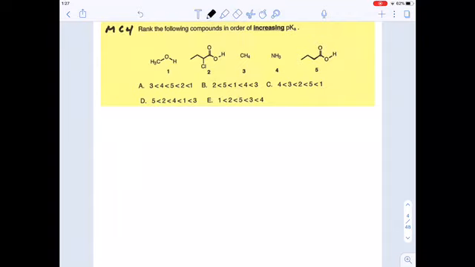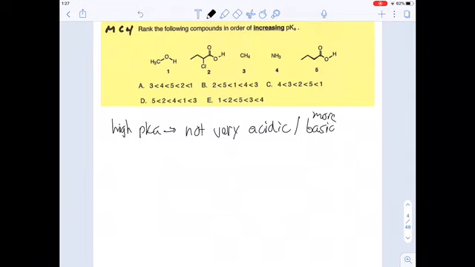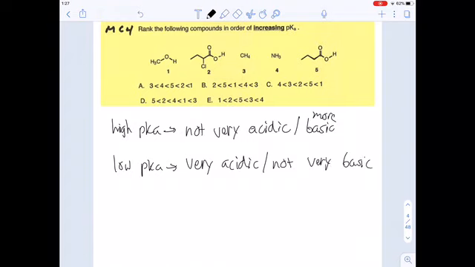Okay, so multiple choice 4 says to rank the following compounds in order of increasing pKa. So just a quick reminder about pKa's. If something has a high pKa, that means it is not very acidic. And what that also means is that it's going to be relatively basic. If something has a low pKa, it's going to be very acidic, not very basic.